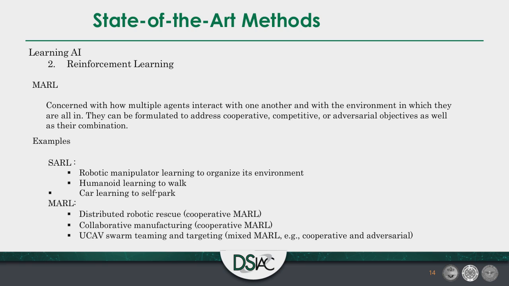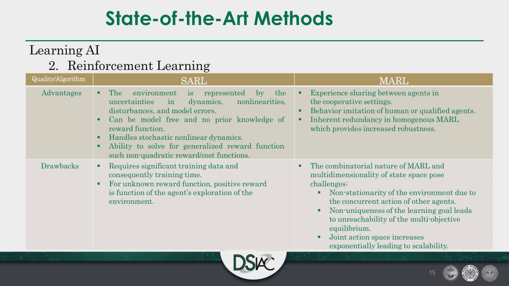In multi-agent reinforcement learning, we can find a robotic rescue type of solution, which is essentially based on the formulation of a cooperative model. Collaborative manufacturing, again, is another example of a cooperative or collaborative model. And swarm teaming, for unmanned combat aerial vehicles teaming to target objects. So you'll have a multiple or a mix of these formulations. An example: cooperative and adversarial. And some advantages are showcased here on this table.